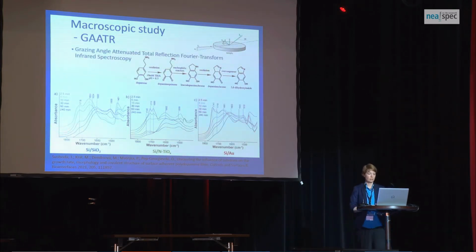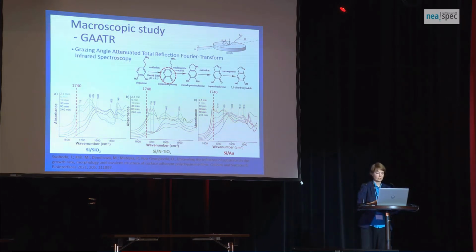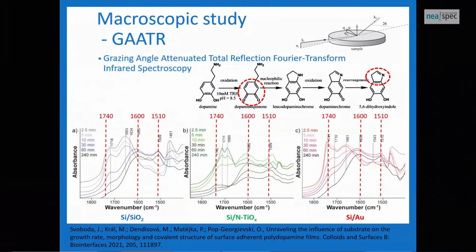We started with a macroscopic study of the layers, namely using grazing angle ATR. And we characterized the layers on all substrates, on silicon, titanium, and gold. On the first slide, you can see that there are different spectra of the polydopamine intermediates. But in all spectra, we can see bands characteristic for quinoid unit at 1740 or 1711 centimeters to minus first, or bands of indole unit at 1600 or 1510 centimeters to minus first.